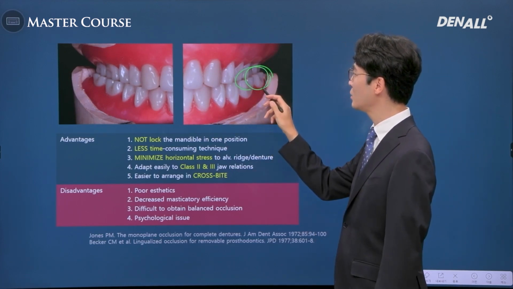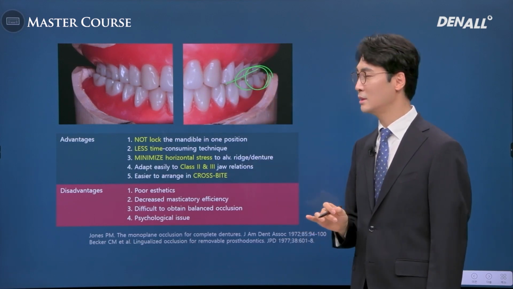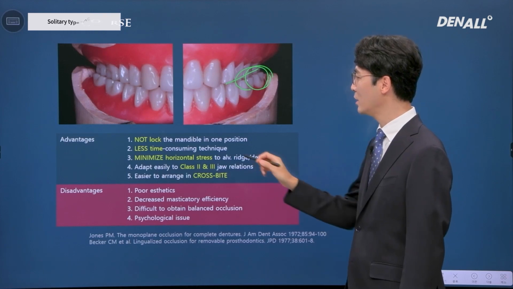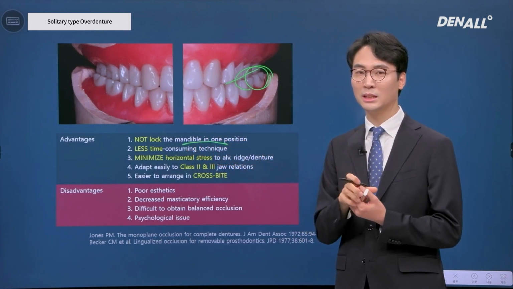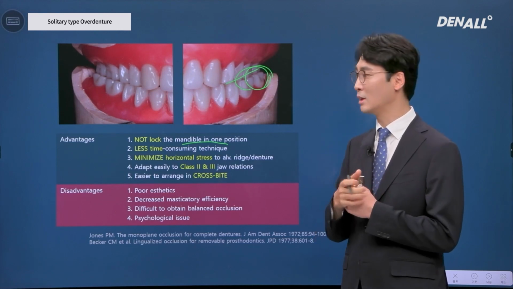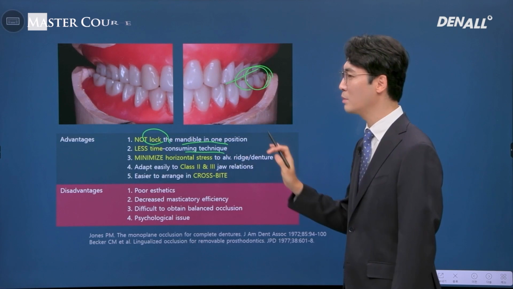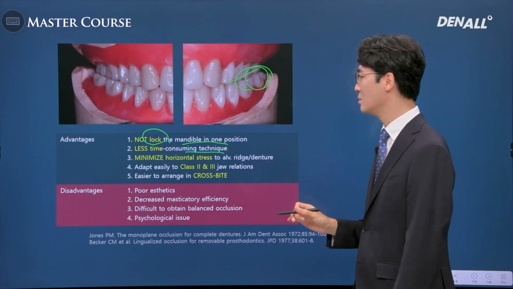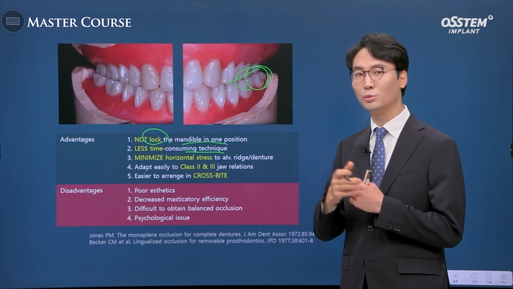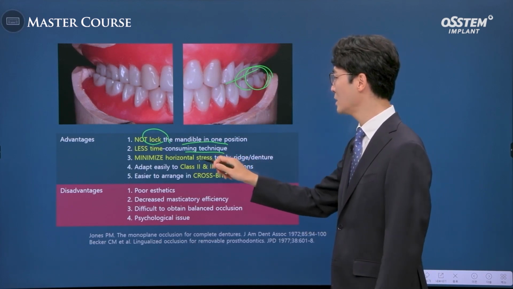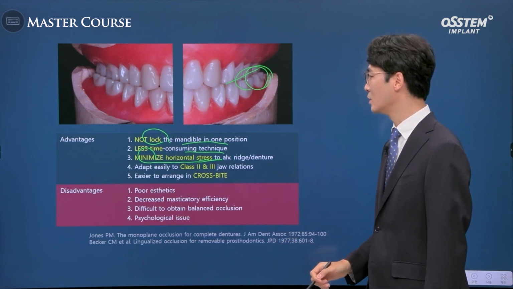Crossbite can be actively utilized, and if you utilize 0-degree teeth accordingly, in certain position, the artificial teeth is not locked because it does not have 3-point contact, and teeth alignment can be done within a short period of time because 0-degree teeth are utilized. Vertically, occlusion is good, and you can minimize horizontal stress to alveolar ridge and denture.